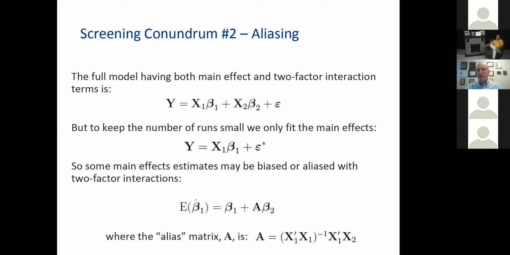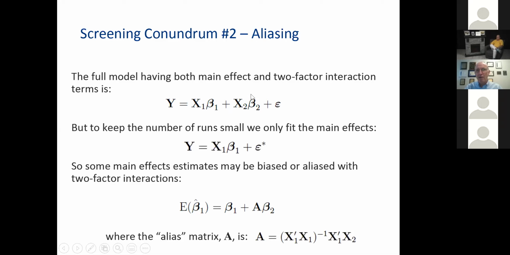So I was talking earlier about aliasing and minimum aliasing, which is what Chris and I were studying when we found definitive screening designs. Let me tell you about what aliasing is and how it's measured. Suppose these X1s here are the main effects and the X2s are the two-factor interactions. And suppose that we want to keep the number of runs small, so we're only going to fit the main effects. In other words, we're going to fit this model here.